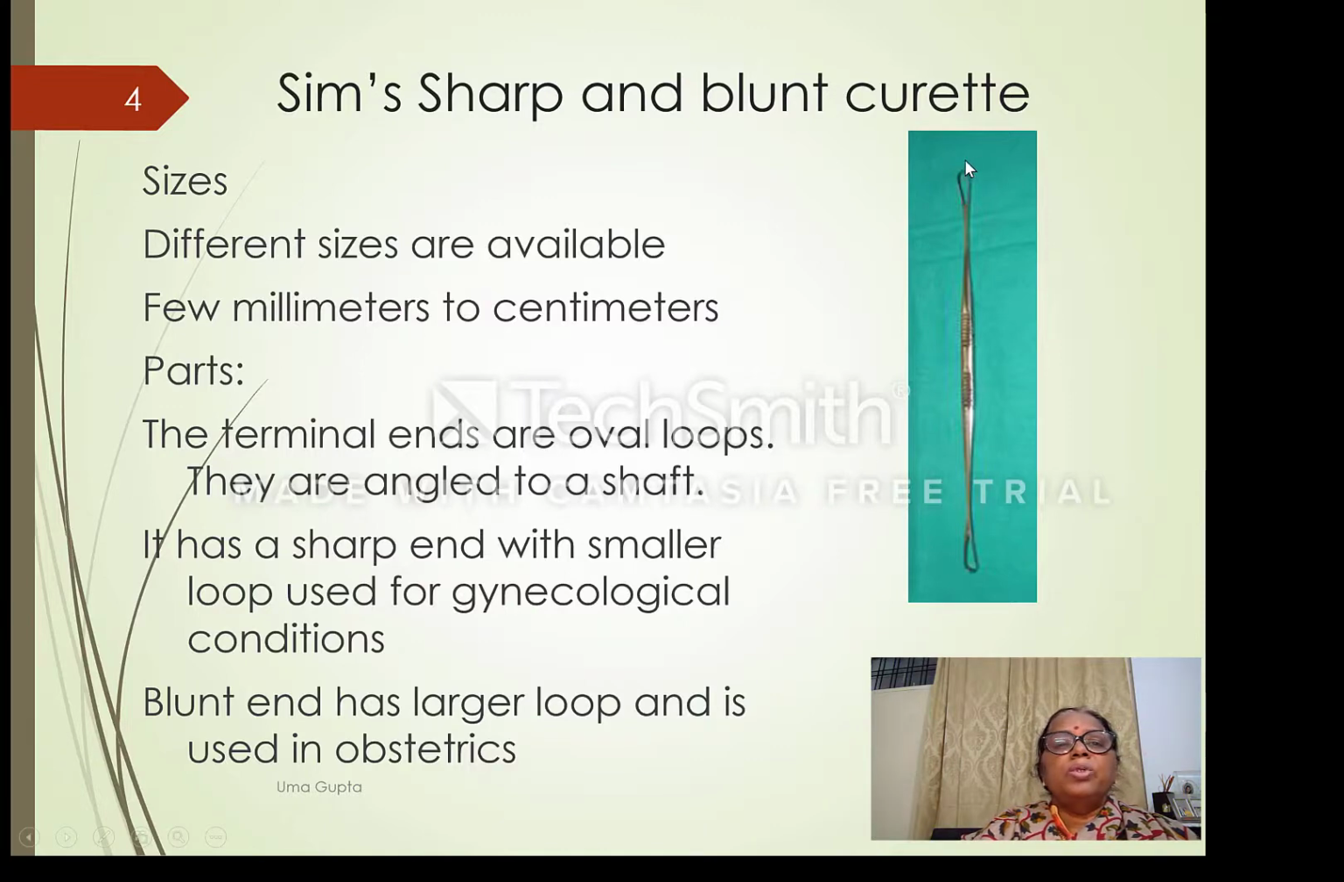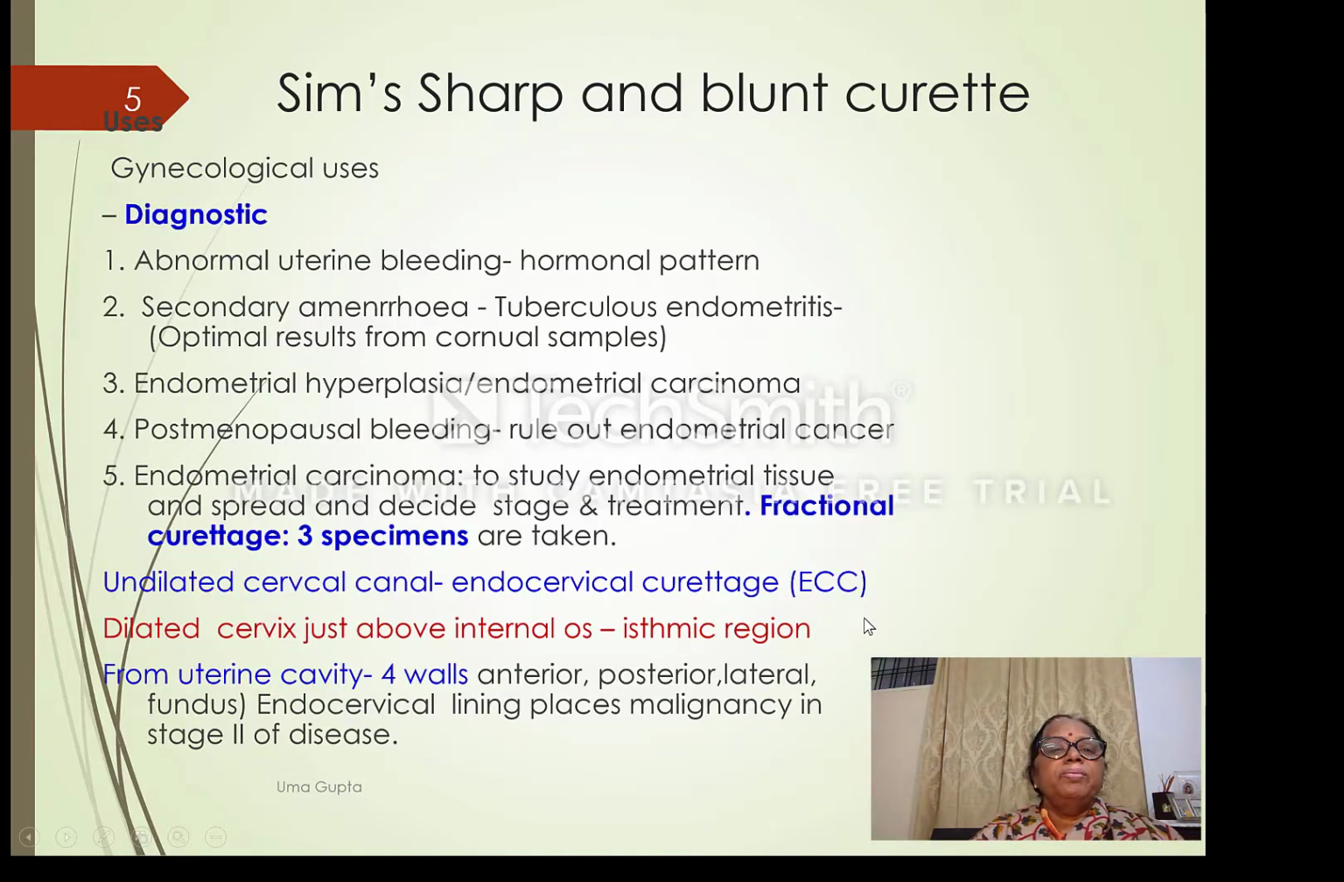Sims sharpened blunt curette. It comes in different sizes. It may be few millimeters to centimeters. The terminal ends are having oval loops, which is sharp as well as blunt. One end is blunt, which is used in obstetrics, and the other end is sharp, which is used in gynecological cases. In the gynecological cases, the uses are diagnostic and therapeutic.